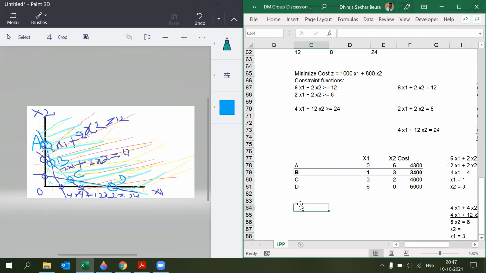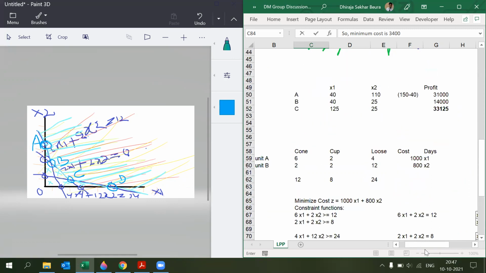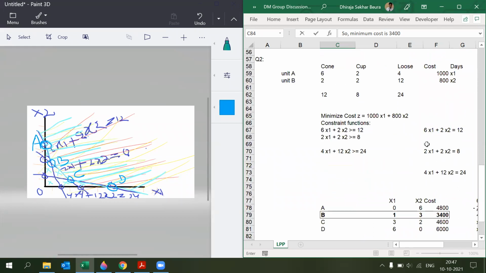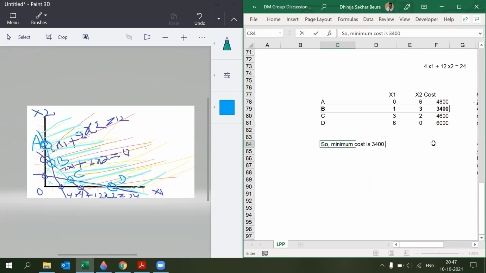So I will write: minimum cost is 3400 when x1, what were the units, days I think, where unit A is operated for 1 day and unit B is operated for 3 days. So this is the solution. That's all there is in this question.